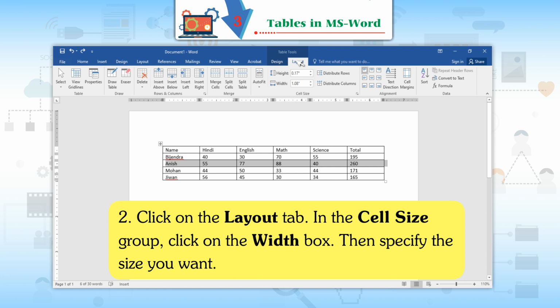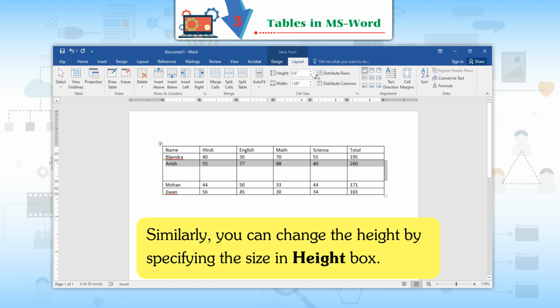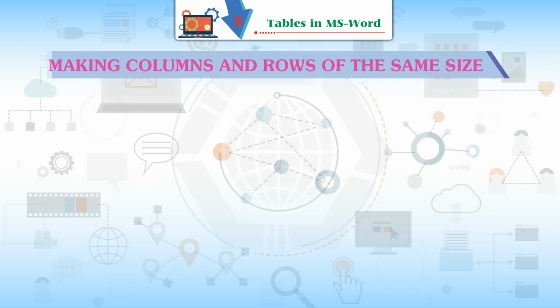In the Cell Size group, click on the Width box. Then specify the size you want. Similarly, you can change the height by specifying the size in the Height box.